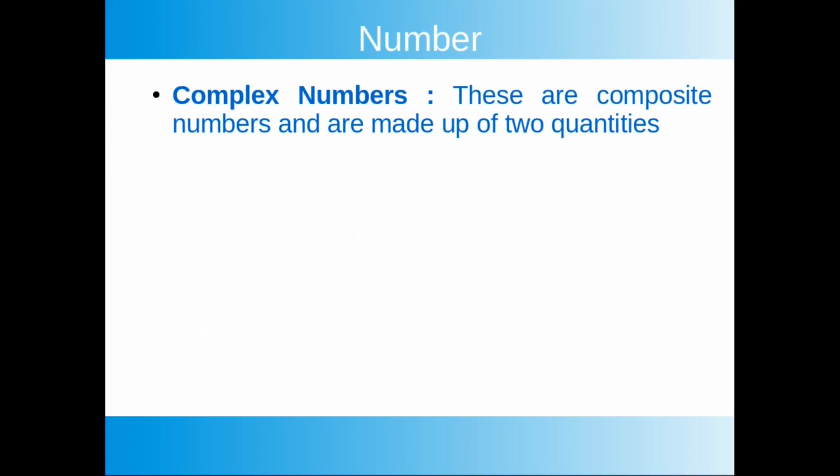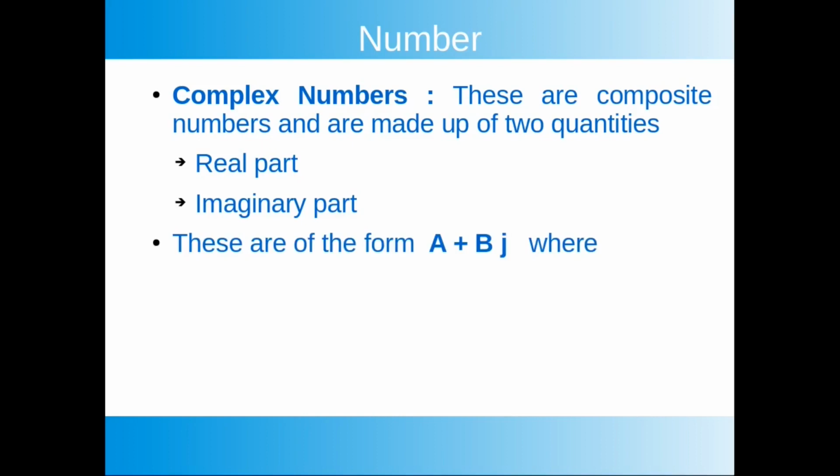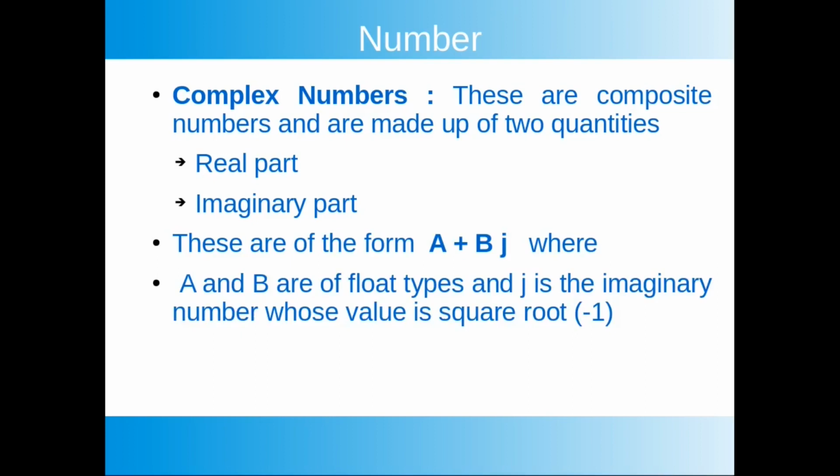Then comes your complex numbers. Well, these are composite numbers and are made up of two quantities. The first one is your real part and the second one is your imaginary part. These are of the form a plus b j, where a and b are of float types and j is the imaginary number whose value is the square root of -1.